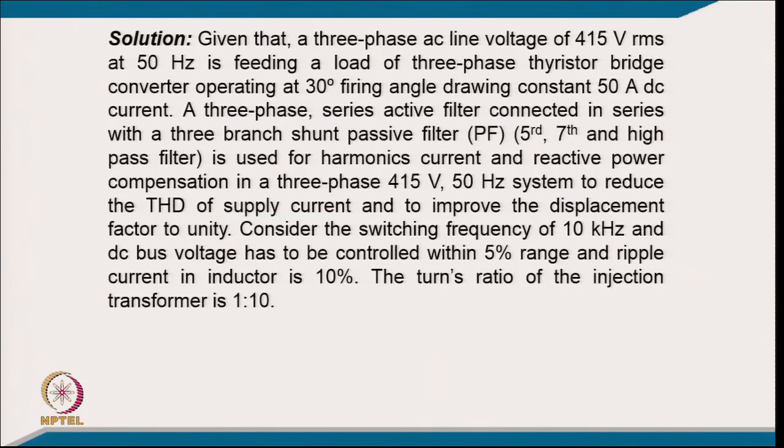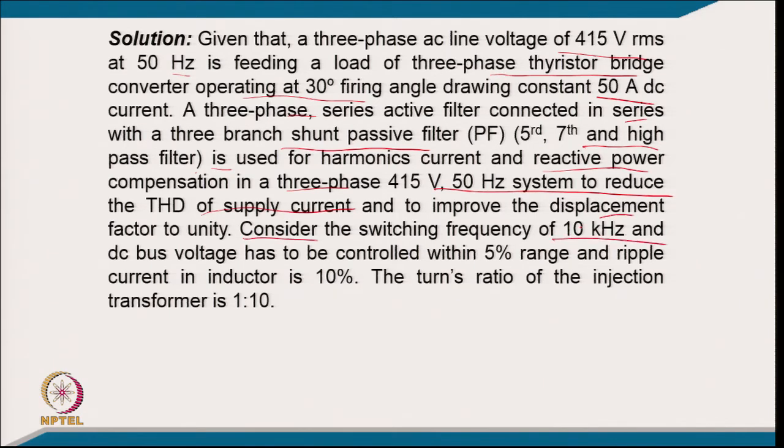So, coming to the numerical part, based on these waveforms and data: a 3-phase AC line voltage of 415 volt RMS at 50 hertz is feeding a load of a 3-phase thyristor bridge converter operating at 30° firing angle and drawing a constant 50 ampere DC current. A 3-phase series active filter is connected in series with the shunt branch. A 5th and 7th harmonic high pass filter is used for harmonic current and reactive power compensation in a 3-phase 415 volt 50 hertz system, to reduce THD of supply current and to improve the displacement factor to unity.